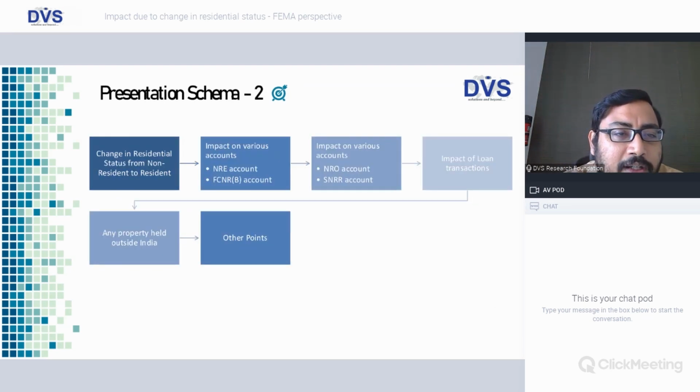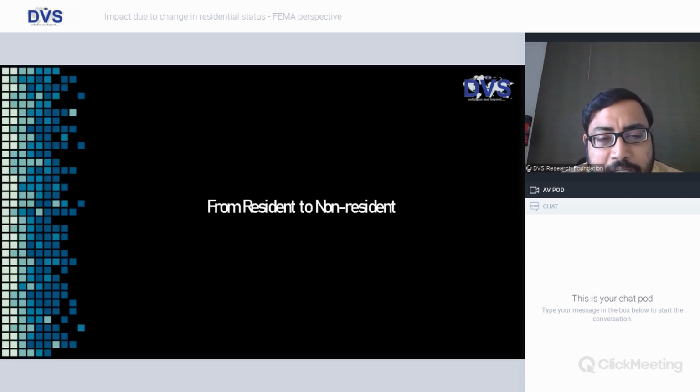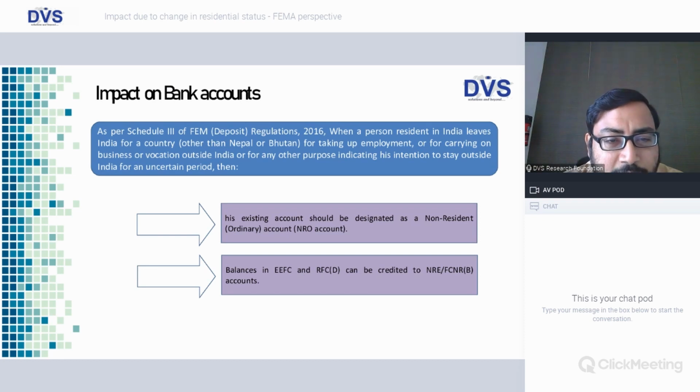In the same way, for change in residential status from non-resident to resident, we will cover the impact on the bank accounts being operated, then on the loan transactions, and on the properties held or purchased outside India by the individual. So starting off, as I said, first we'll cover the impact of change in residential status from a resident to a non-resident. First, the impact on the bank accounts.